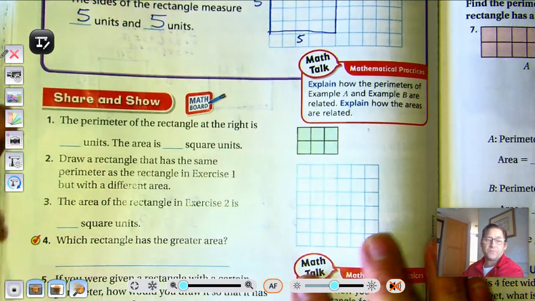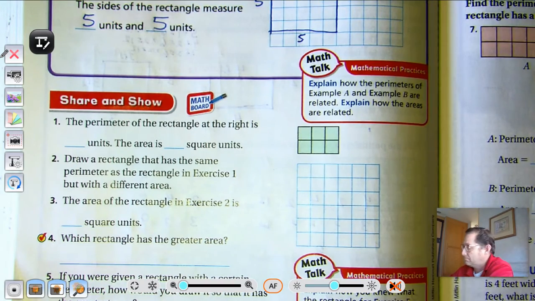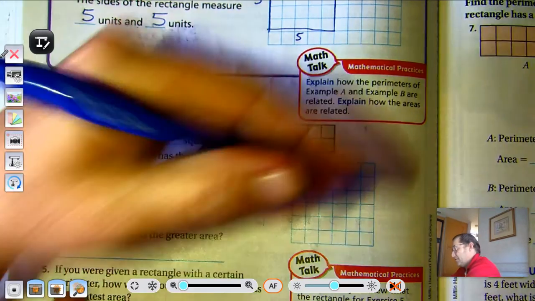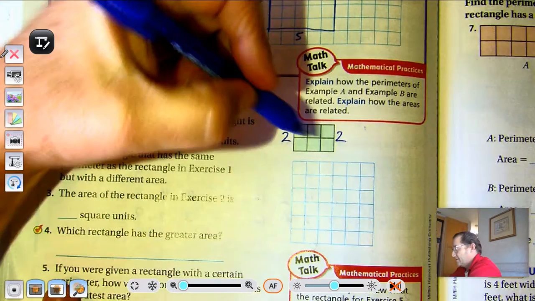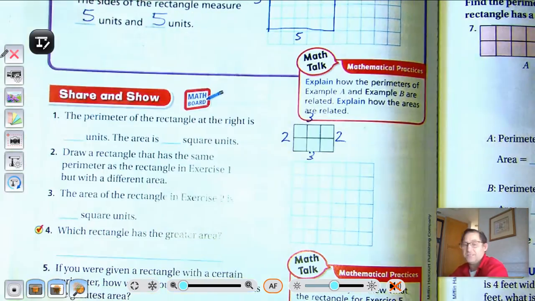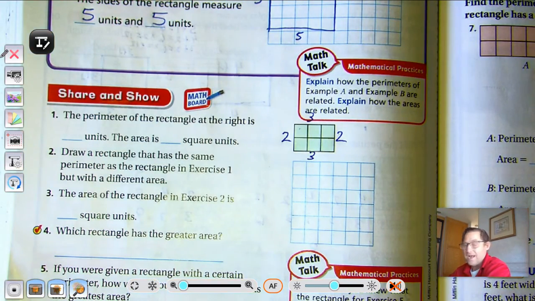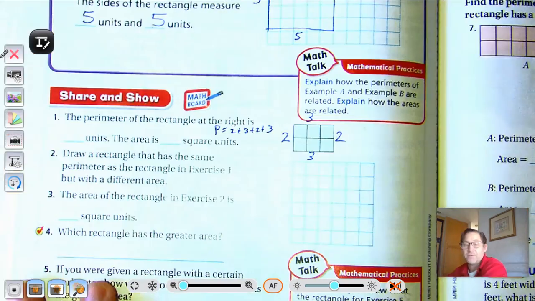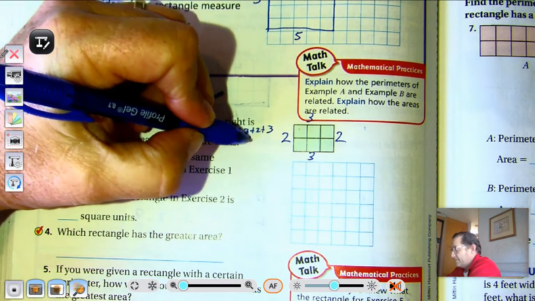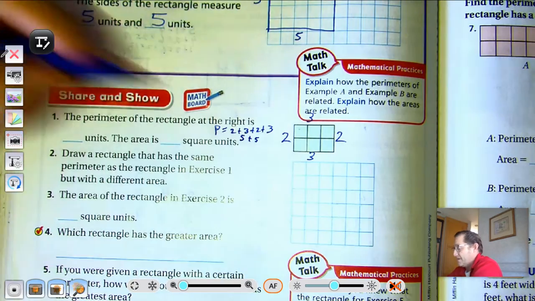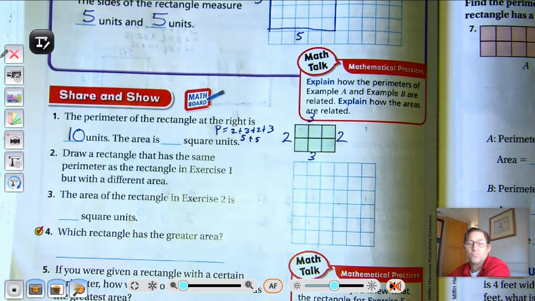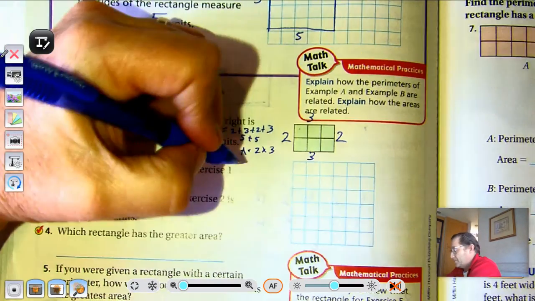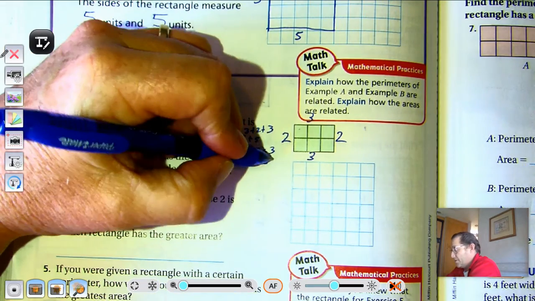All right, how about this one? Number 1, the perimeter of the rectangle at the right is what? Well, let's just write in the dimensions, right? So that side's 2. That means that side's 2. This side's 3. That side's 3. So we have 2 plus 3 plus 2 plus 3. That would be how we find the perimeter. 2 plus 3 is 5, and the other two sides are 5. So 5 and 5 is 10 units. What's the area? The area is 2 times 3. So the area is 6 square units.